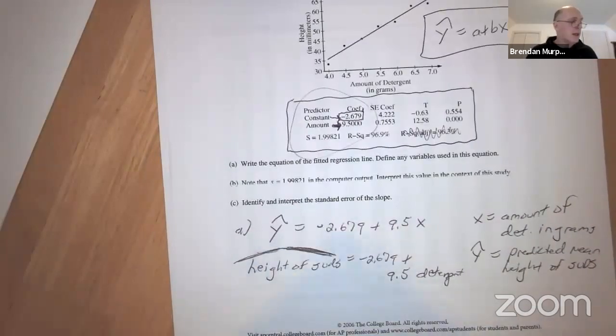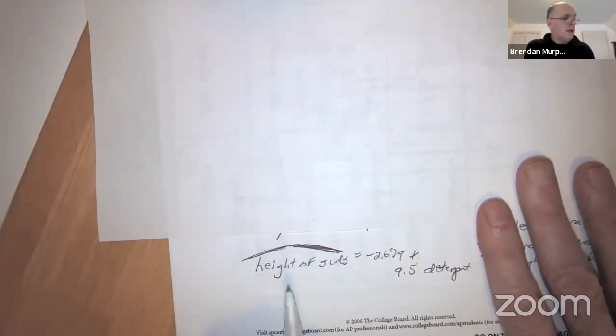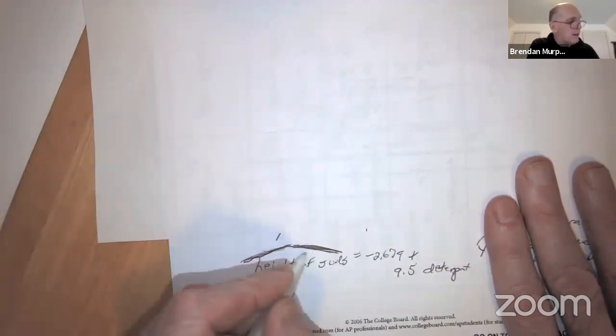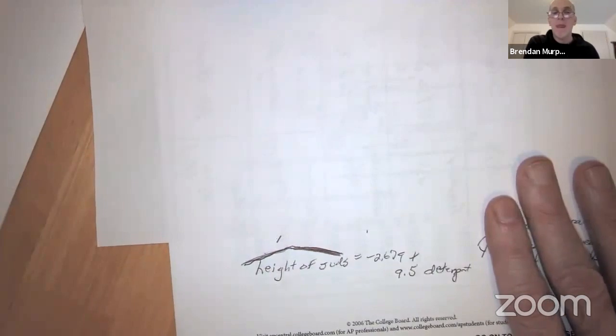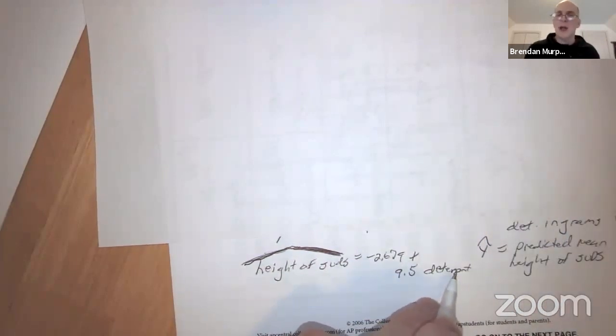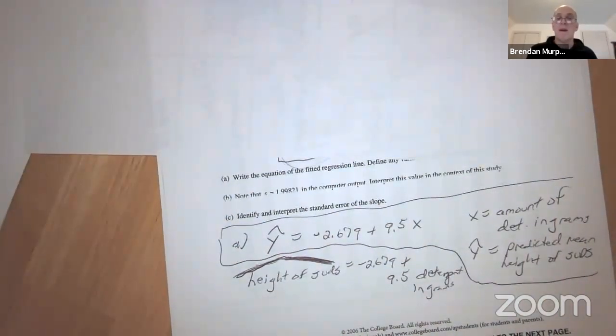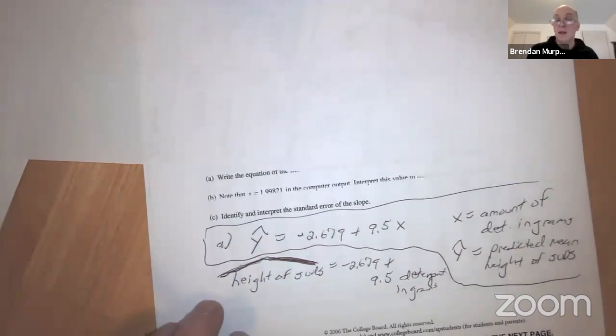Others of you, your teachers or your textbooks, may have you write it in words. And so here you can see I have height of suds, and I have this huge hat over it. You can see I didn't do a very good job of drawing in my hat there. Equals negative 2.679 plus 9.5 detergent, or detergent in grams, or something like that. And so here I don't really need to identify the variables because I physically have written those in my least squares regression line. So again, both of these would be considered acceptable on any AP exam.